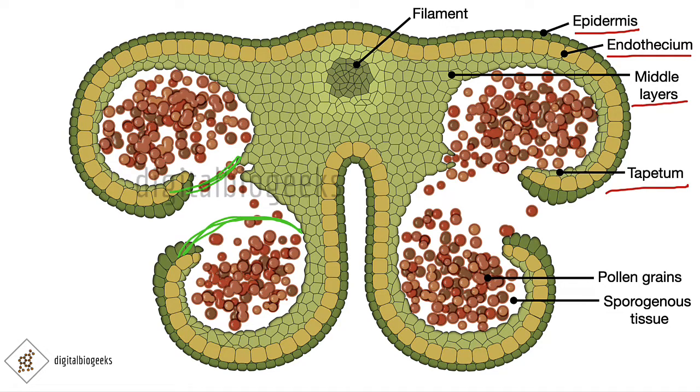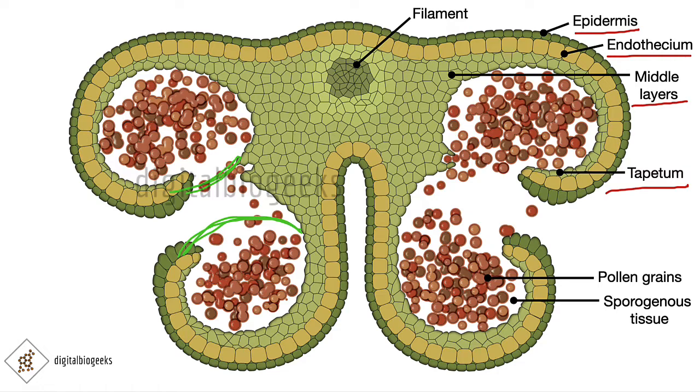The outer 3 layers, that is the epidermis, endothecium and middle layers, perform the function of protection and help in the dehiscence of anther to release the pollen. The innermost wall layer is called the tapetum. The function of tapetum is to nourish the pollen grains. Cells of tapetum possess dense cytoplasm and many nuclei. Do you know why? As they help in the growth of pollen grains, they should be metabolically active. This is the reason they possess many nuclei.